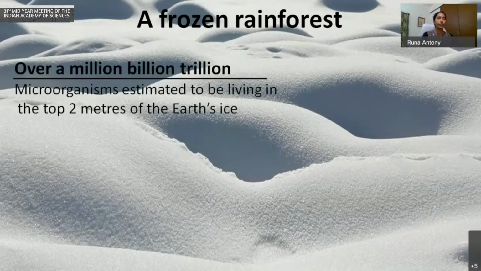The top few centimeters of the glacier surface are like a frozen rainforest. It's not really the empty white wasteland that people imagine it to be. If you look at a microscopic scale, there is an abundance of life.